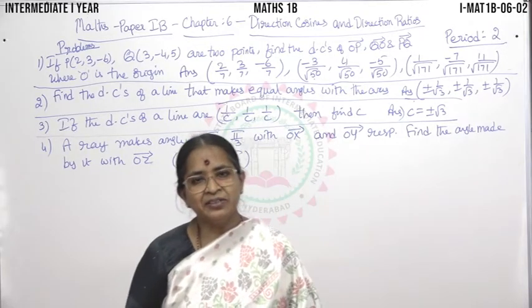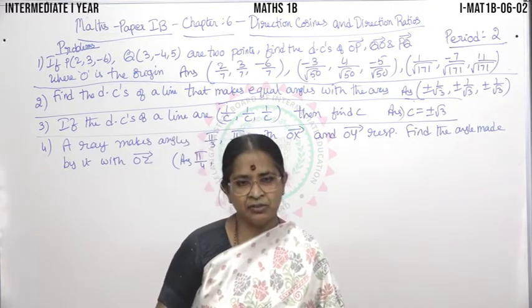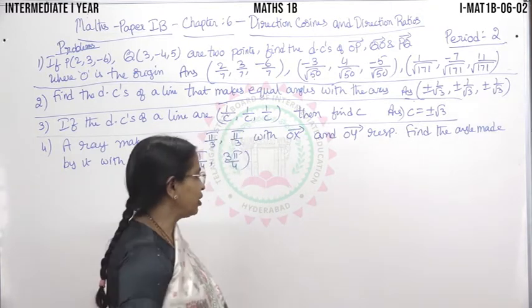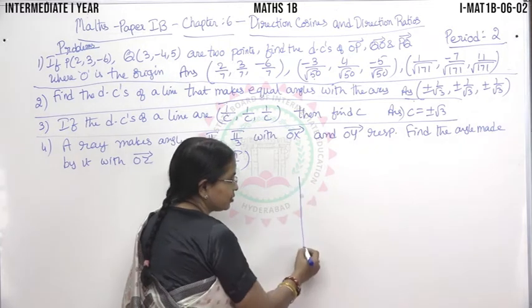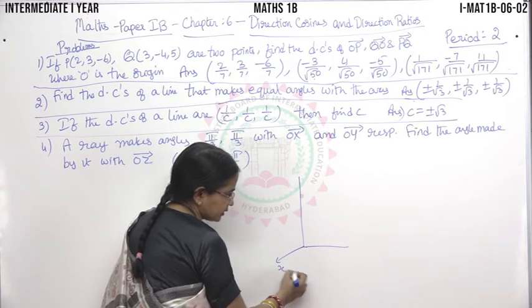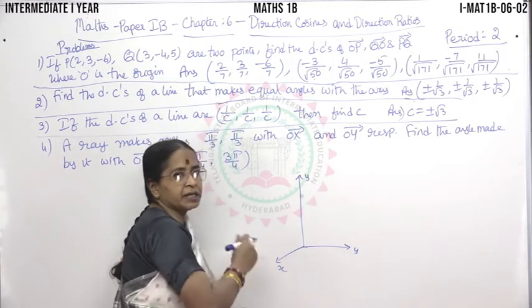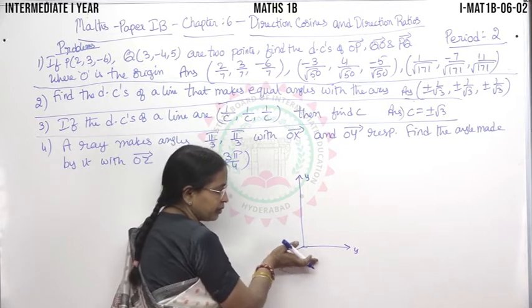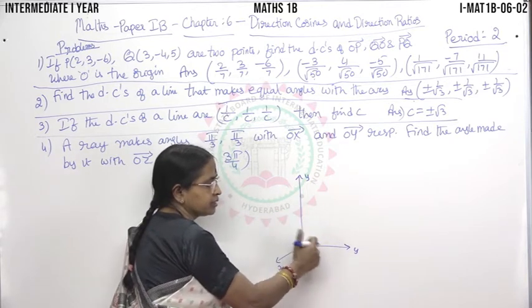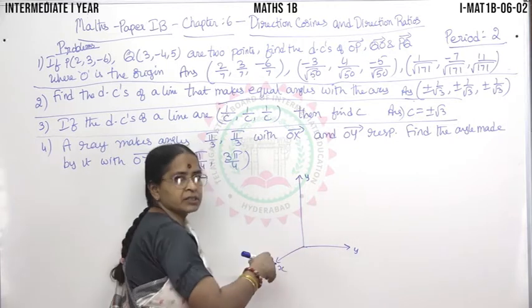Good morning, children. In the last period, we learnt about direction cosines. What are direction cosines? You have the x-axis, y-axis, and z-axis. It should always be in the right-handed system. Rotation should be in the right-handed system, right-hand thumb rule, so it should be in the anti-clockwise direction.